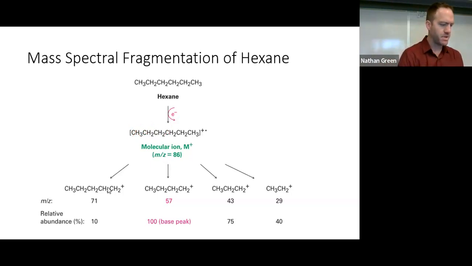Now, not all those peaks are going to be represented the same, because remember, my machine is separating them based on weight. And so some peaks are going to fly through my machine very well, and some peaks are not going to fly through my machine very well. So I've got not very much of this peak, relative abundance of 10, a lot of this peak, a lot of this peak, and not very much of that. They're not going to be all represented the same, but they are going to show up.